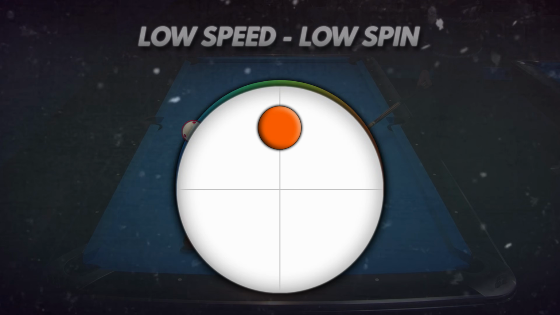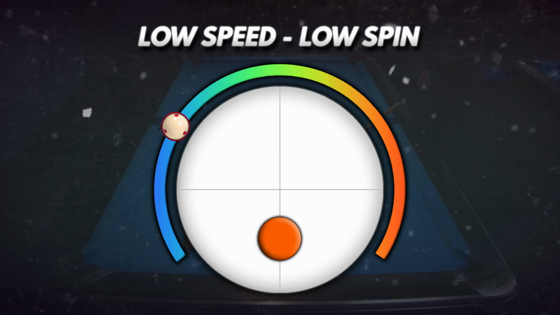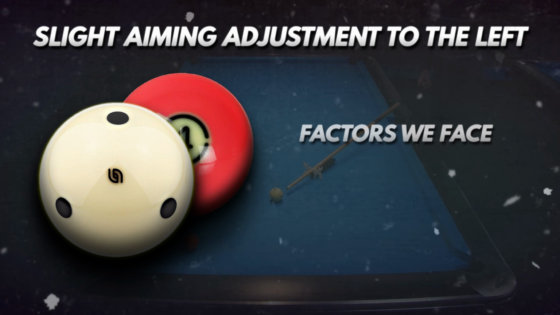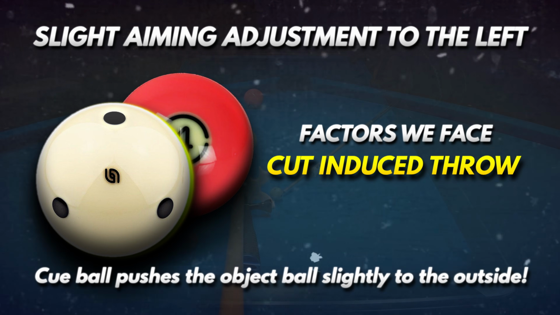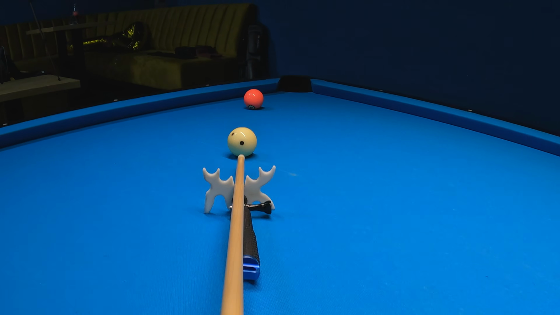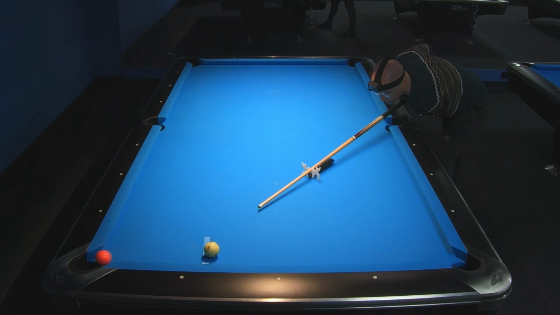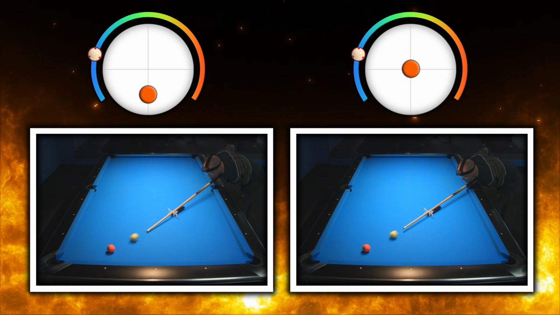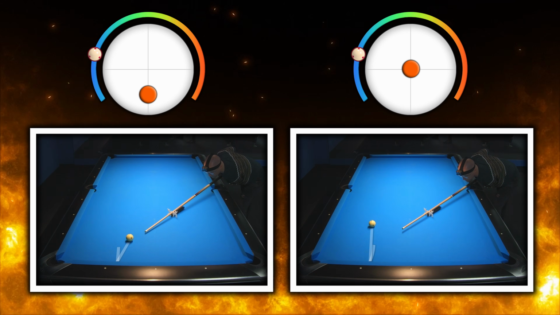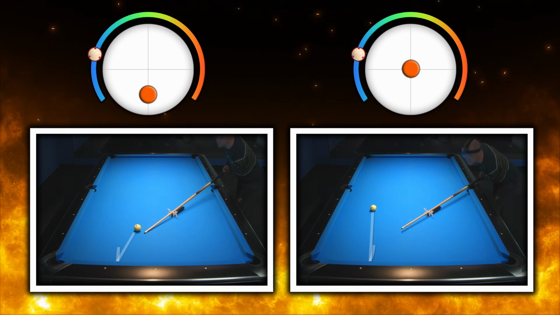If we change spin and hit the cue ball at the lowest point and apply low speed, then again we need a slight adjustment in aiming to the left. And if we compare this shot to the one when I used center ball, then we can see that this time the cue ball bounces from the rail with a bit different angle and covers a bit shorter distance, because backward rotation kills the speed of the cue ball.